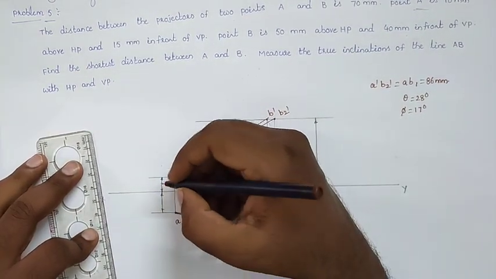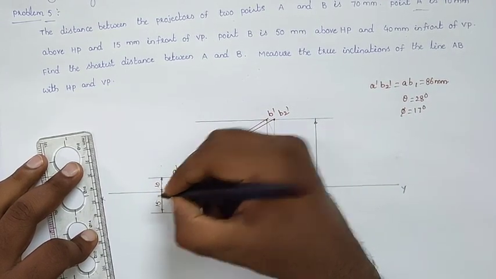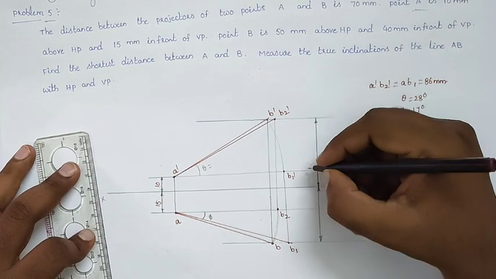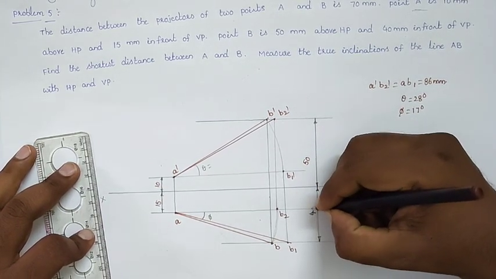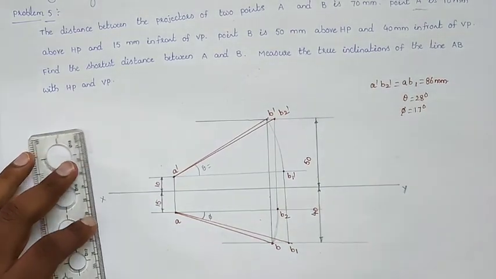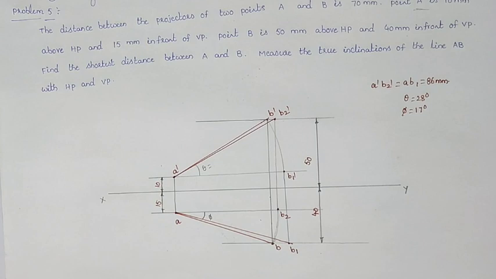So this dimension is 10 mm above HP and 15 mm in front of the VP, and B is 50 mm above HP and 40 mm in front of the VP. So like that we will draw the projections. So this is the rotating line method.